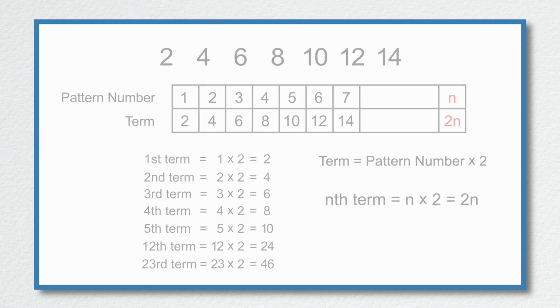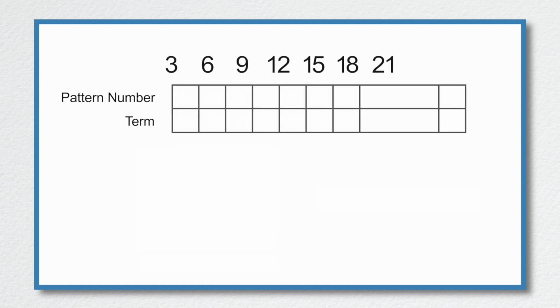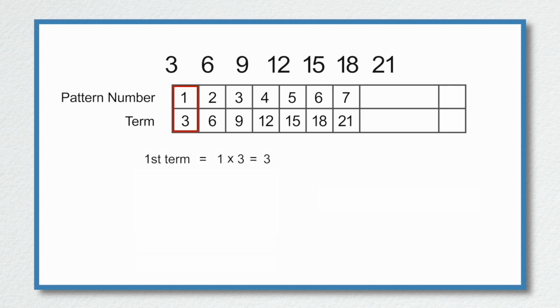Now let's look at the 3 times table. We'll approach it in exactly the same way. So here's a table. Here are the terms, 3, 6, 9, 12, 15 and so on. And we're going to number the terms of our sequence, 1, 2, 3, 4, 5, 6, 7. So if we look at the first term of our sequence, if we multiply the pattern number by 3, we get 1 multiplied by 3, which is equal to 3.